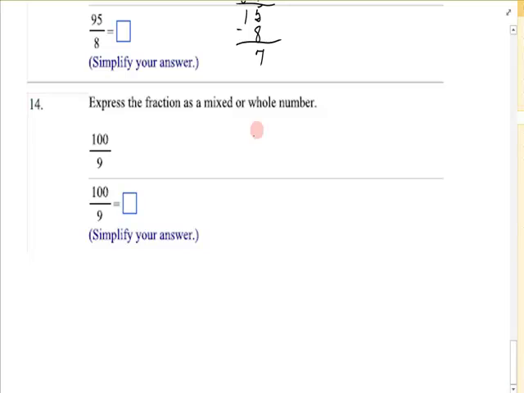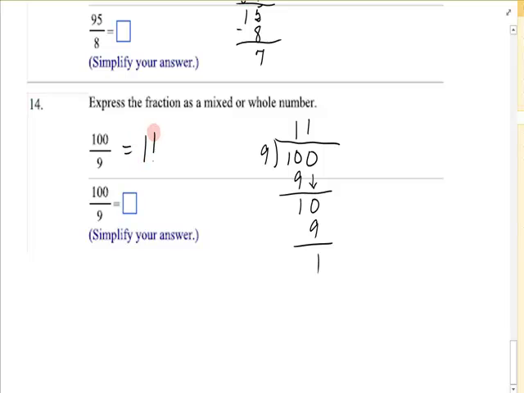Okay, I believe we have one more. We have 100 over 9, which means 9 goes into 100. Doesn't go into 1, but it goes into 10 one time. 1 times 9 is 9. Subtract, bring down the 0. 9 goes into 10 again one time. 1 times 9 is 9. Subtract for 1. We get the quotient is 11 with 1/9 left over.